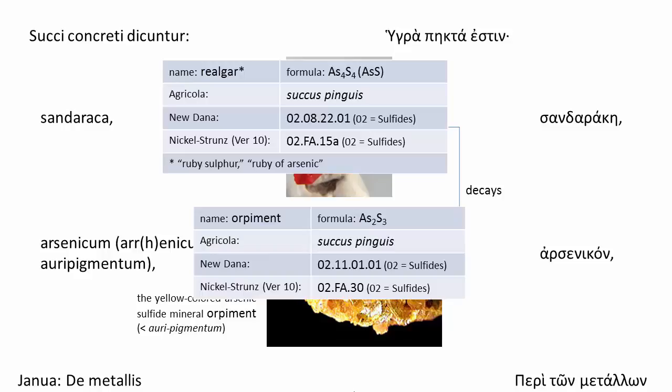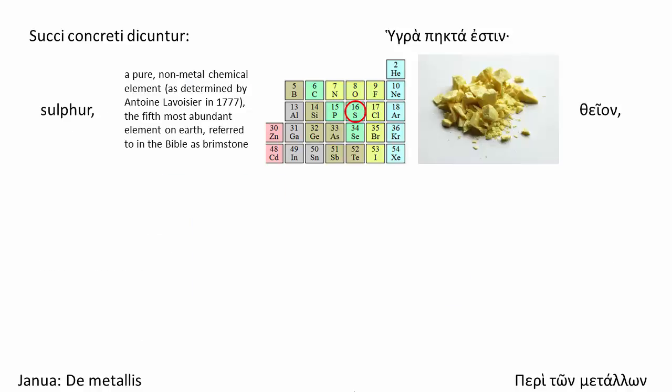For Agricola, the closely related sandarica and arsenicum or auripigmentum are unctuous juices, succi pingues. Chemically, they are closely related sulfides of arsenic. Sulfur, theon, and this is what we know as the pure non-metal chemical element sulfur, indeed the fifth most abundant element on Earth, and what the Bible knows as brimstone.